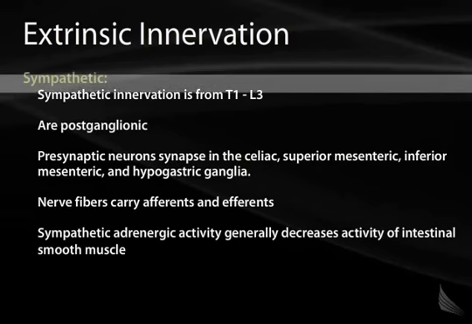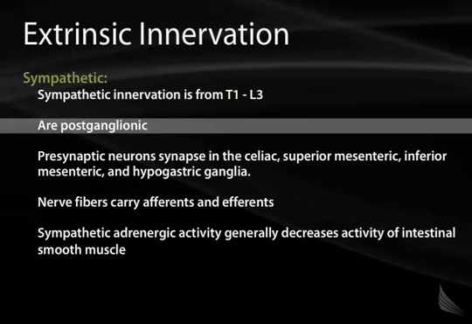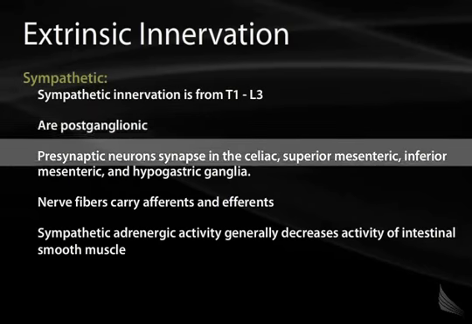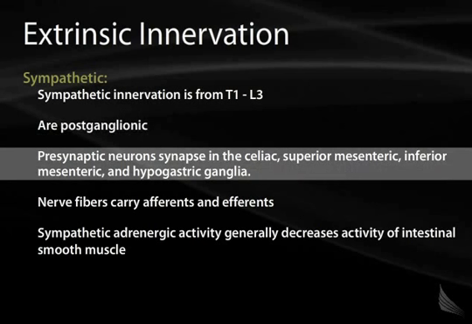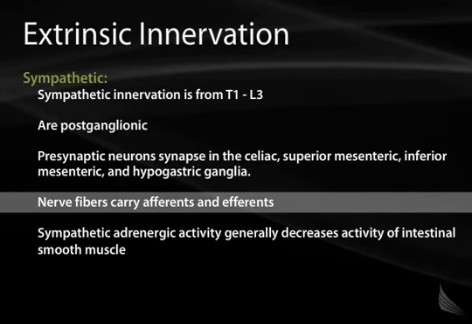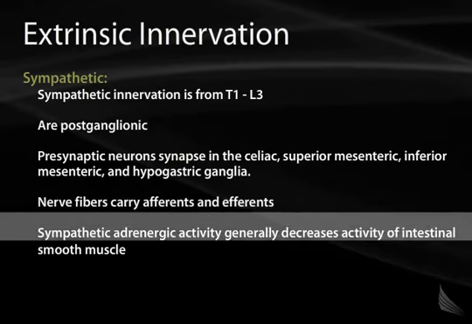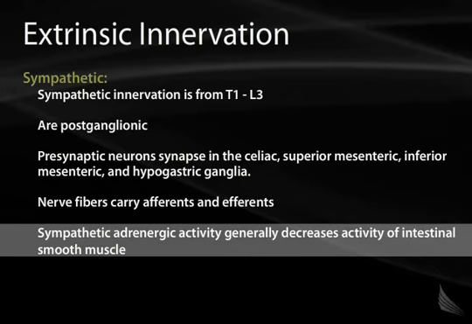Sympathetic innervation is from T1 to L3. This is postganglionic, with presynaptic neurons synapsing in the celiac, superior mesenteric, inferior mesenteric, and hypogastric ganglions. Nerve fibers carry both afferent and efferent signals, and sympathetic adrenergic activity generally decreases activity of the intestinal smooth muscle, in contrast to parasympathetic innervation, which increases activity of the intestinal smooth muscle.